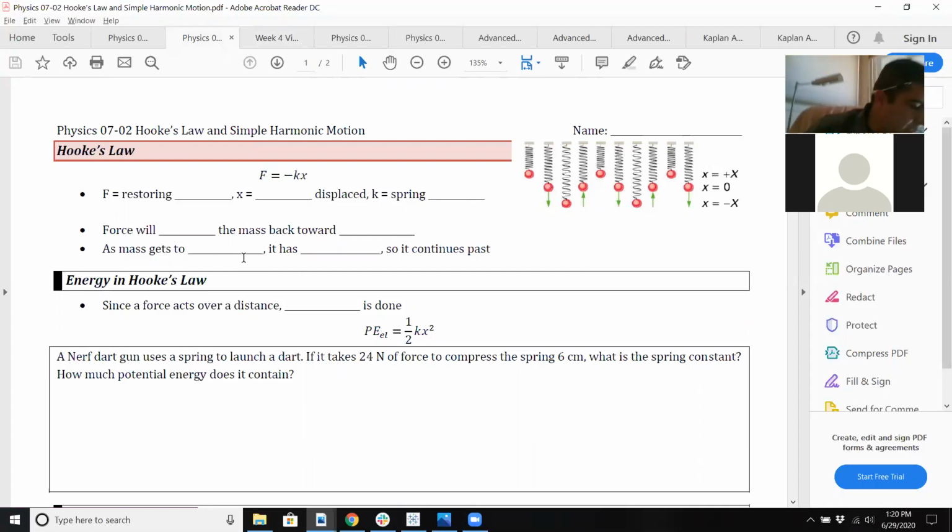Let me get the actual solution key here for that one. Any questions about the lab? No? Okay, cool. One sec here. Somewhere else. One sec. Okay.